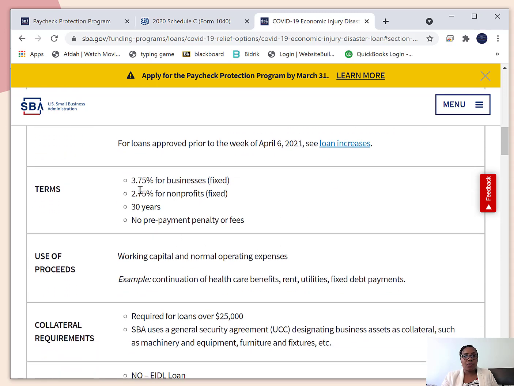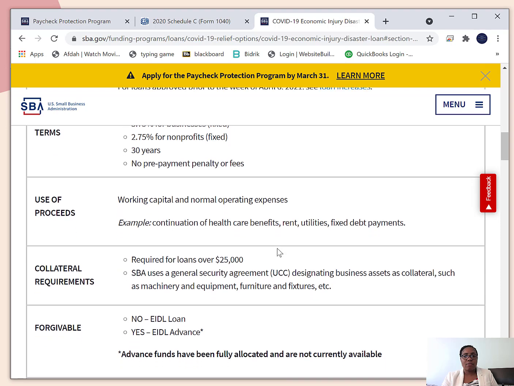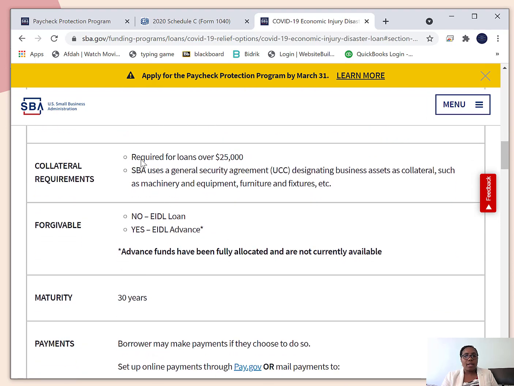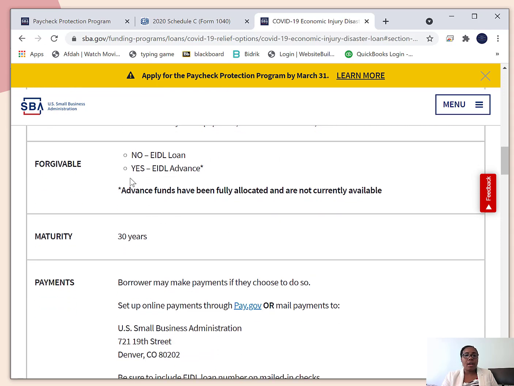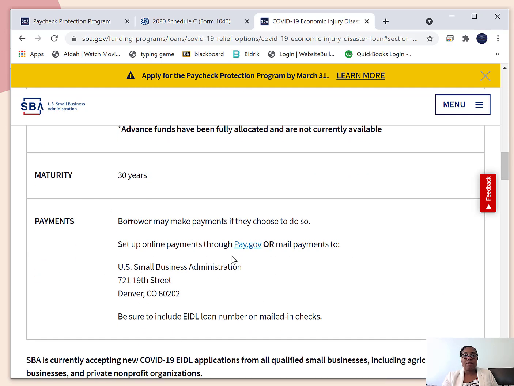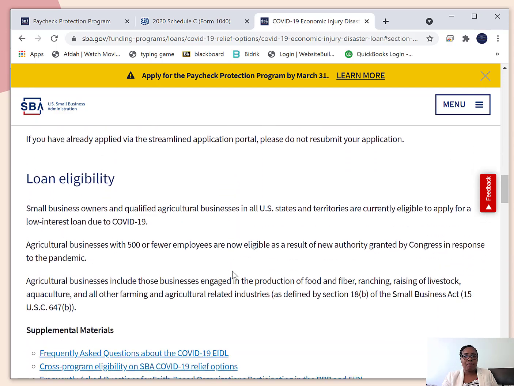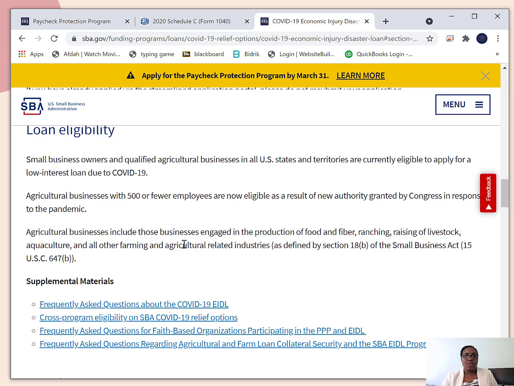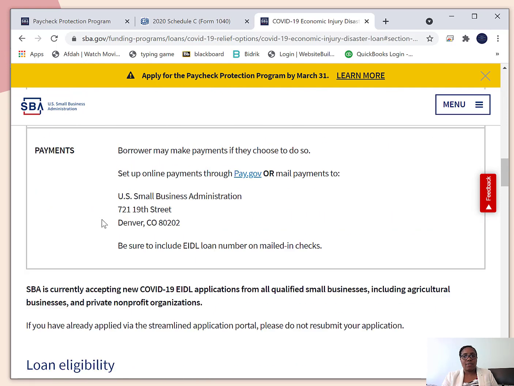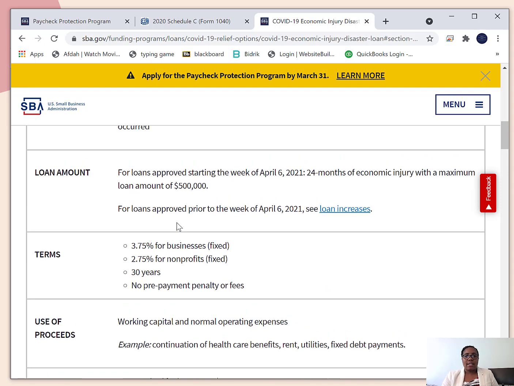Here are the percentages. For-profit businesses is a 3.75 interest rate. Again, collateral is required for loans over $25,000. Collaterals can be anything such as machinery, equipment, furniture, fixtures, and of course your home. The EIDL is not forgivable. The advance is not available at this time. Some people are getting invites if you've gotten the advance the first time. And it talks about loan eligibility and the requirements for that. And you can find all of that on the SBA.gov's website regarding the EIDL loan.